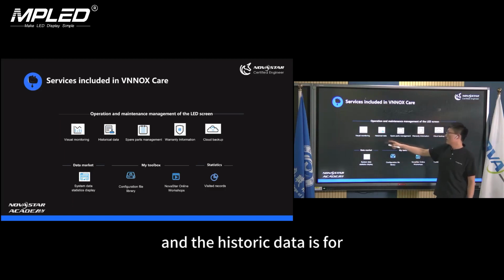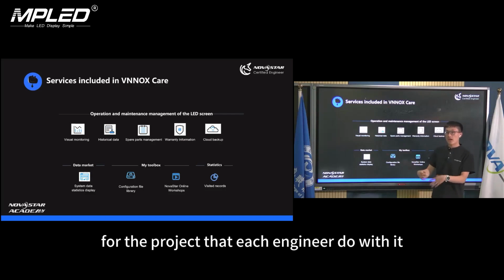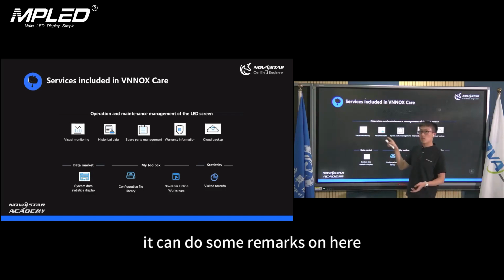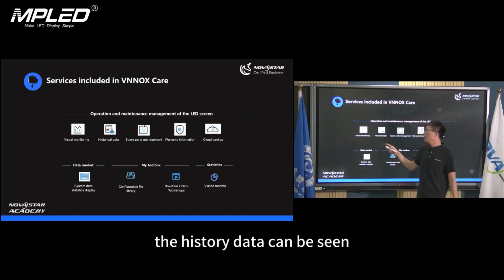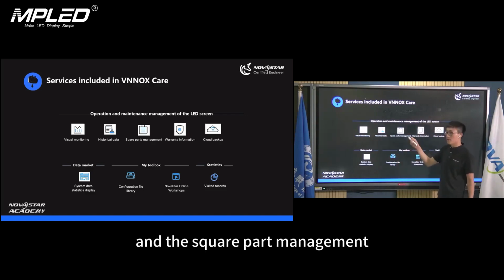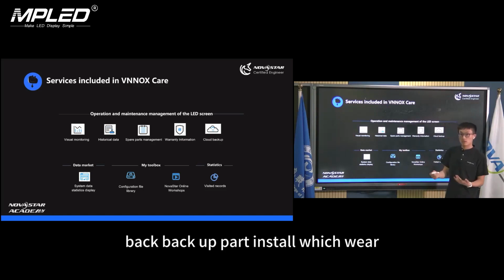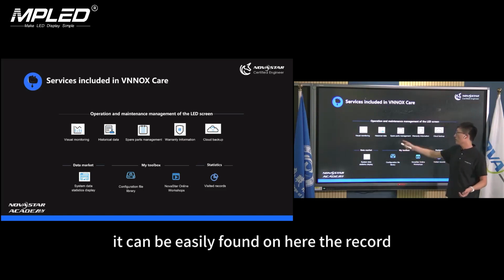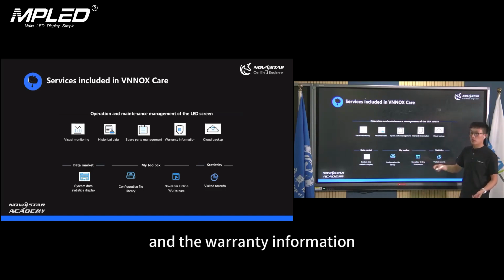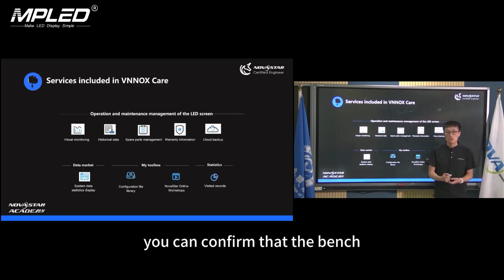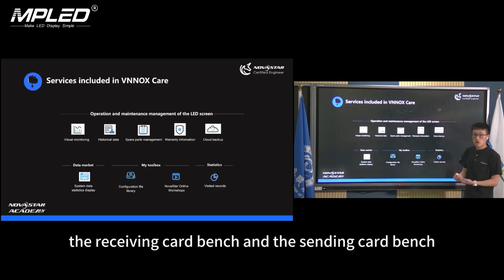And the historic data is for the project that each engineer works on. It can have some remarks on here. The historic data can be saved. And for spare part management, you can use the backup part, and where it was installed can be easily found on here in the record. And the warranty information, you can confirm the batch of the receiving card and the sending card.